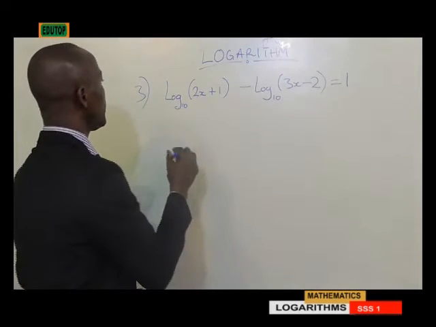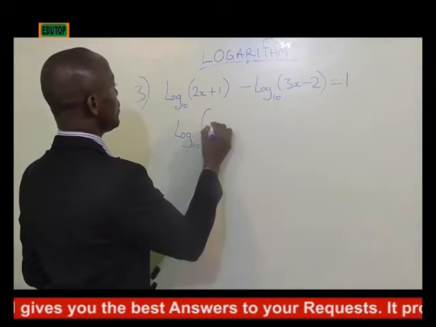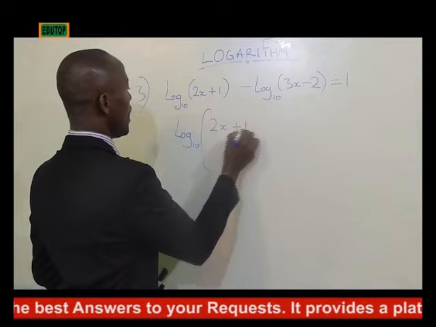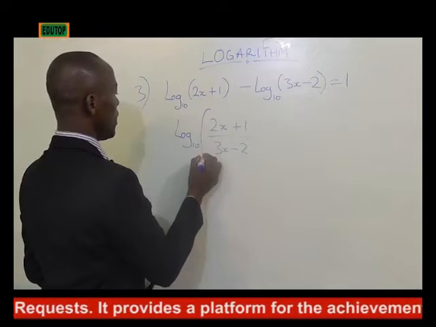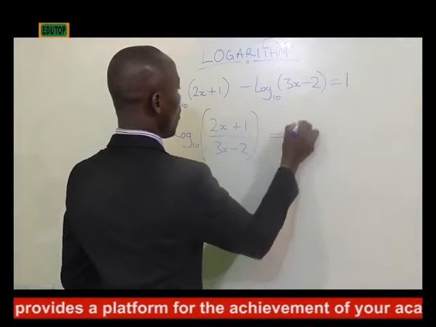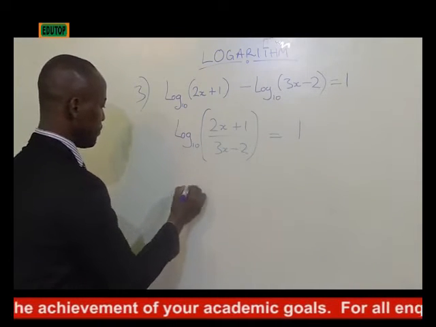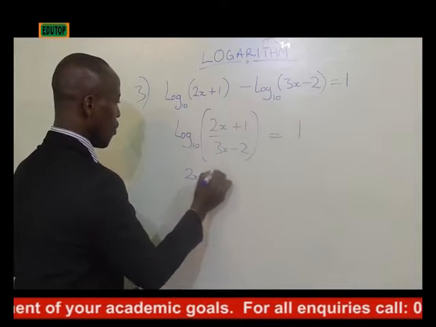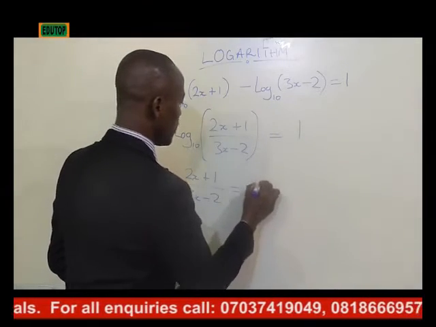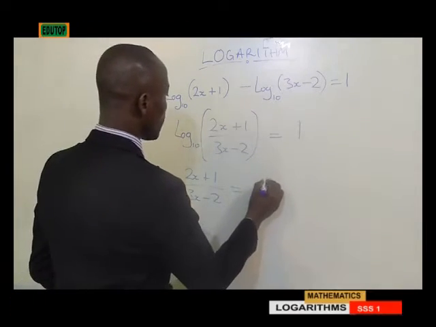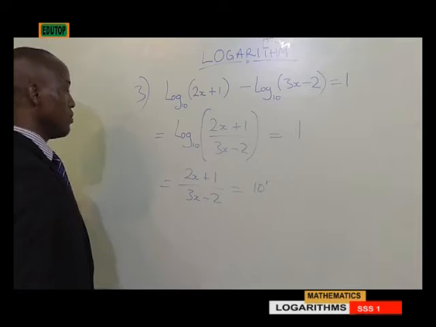Multiplication. So what we'll be doing here will be log base 10 of (2x plus 1) all over (3x minus 2) is equal to 1. We'll now find the index form of this. That will be (2x plus 1) all over (3x minus 2) is equal to 10 raised to power 1, which is our index form of this logarithm.